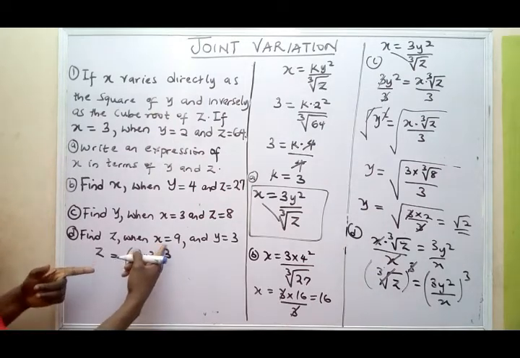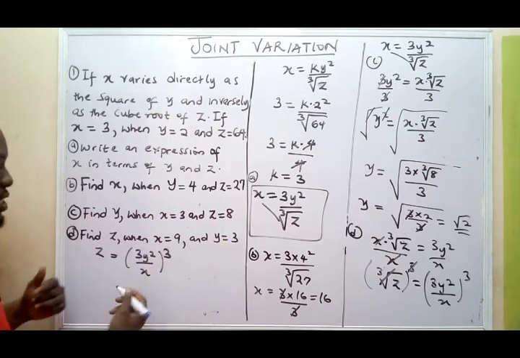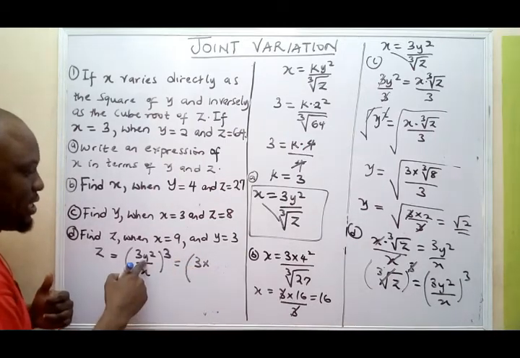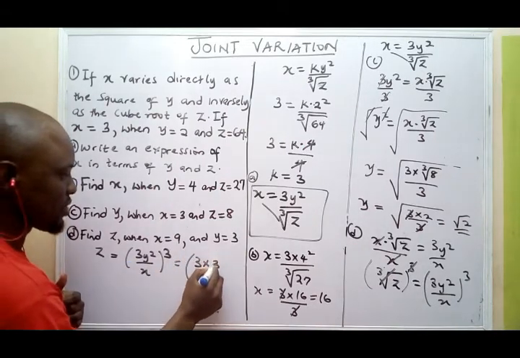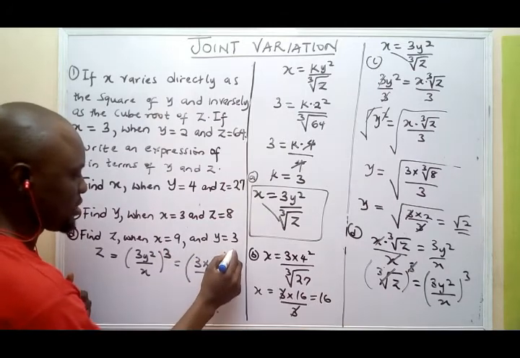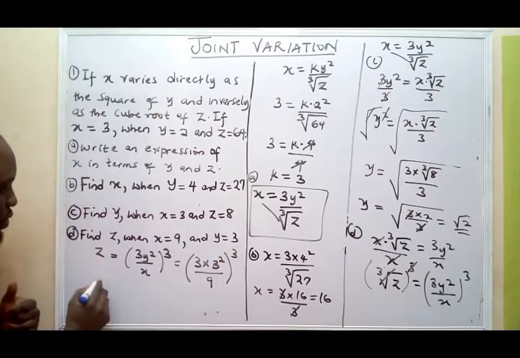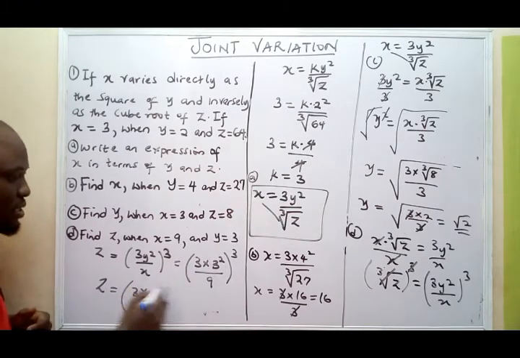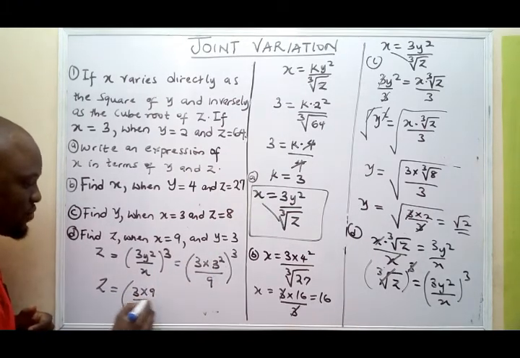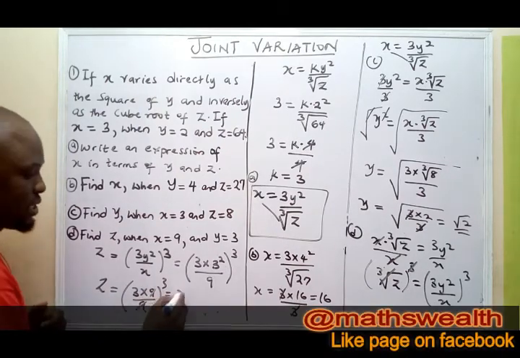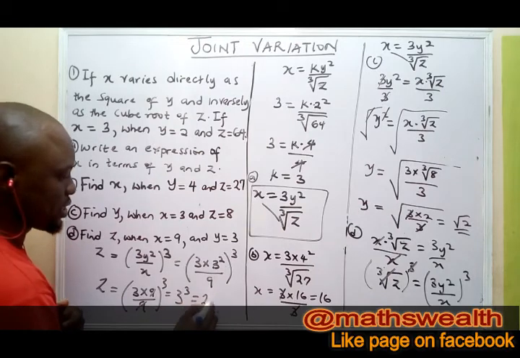So I'm going to plug the values of x and y into this expression. Here, 3 multiplied by y, which is 3, so 3 squared, over x, which is 9, all cubed. So z equals 3 times 3 squared, which is 9, over 9, all cubed. So 9 cancels 9, I have 1 cubed... I mean 3 over 3, then 3 cubed will be 27.